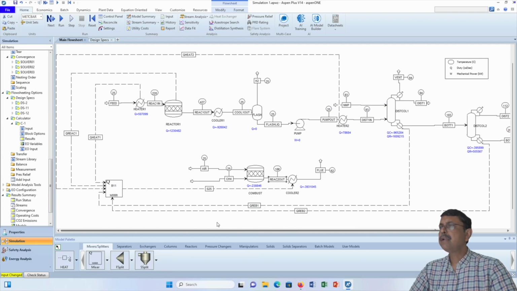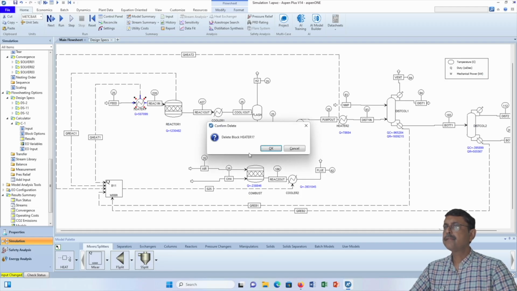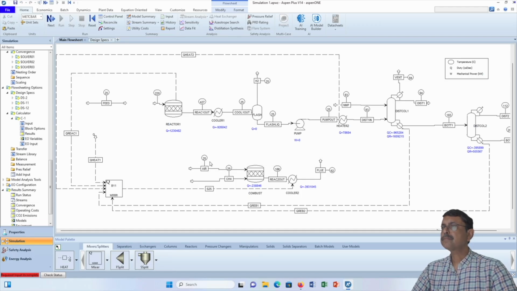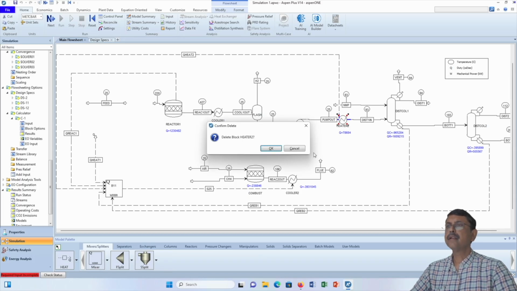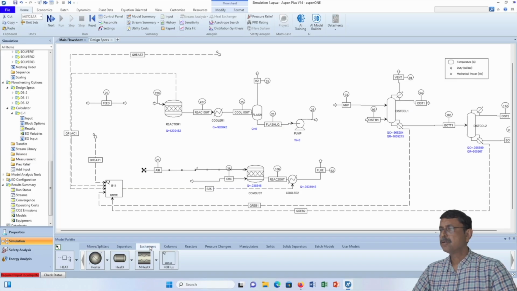So what we will do, we will clear this heater and we will clear this heater. Instead, we will place a couple of heat exchangers. So this is the first heat exchanger that we can place over here.